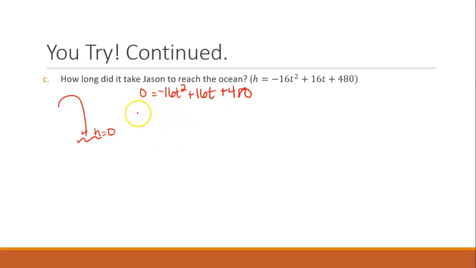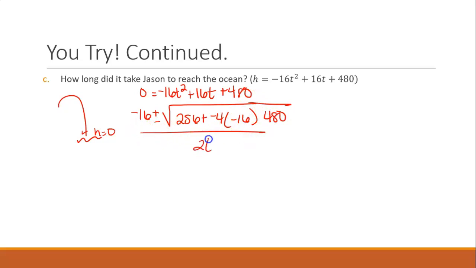All right, welcome back. I'm going to use the quadratic formula. So it's going to be negative 16 plus or minus the square root of b squared. So 16 squared, I don't know off the top of my head. It is 256 plus negative 4 times a times c, all over 2 times a. I am going to simplify inside the radical first.